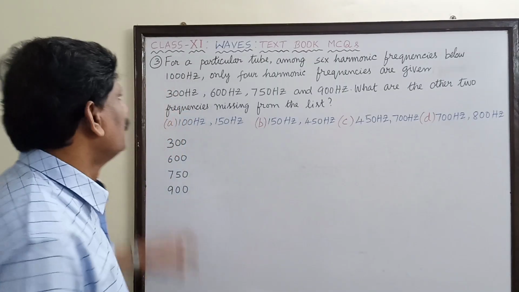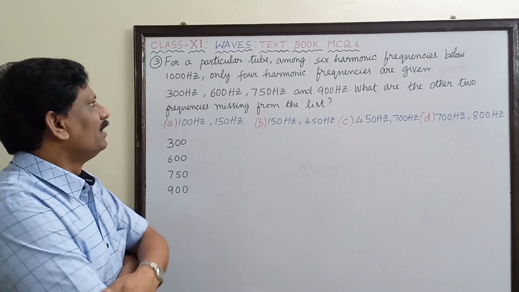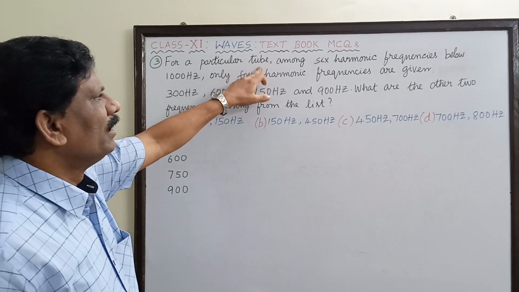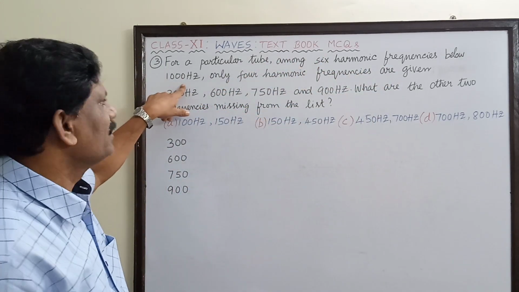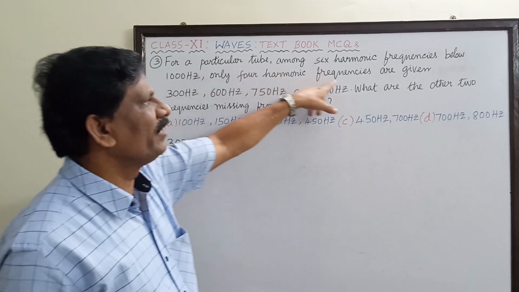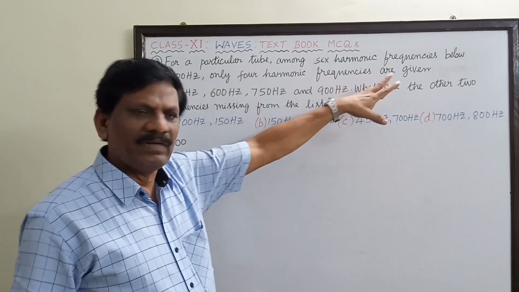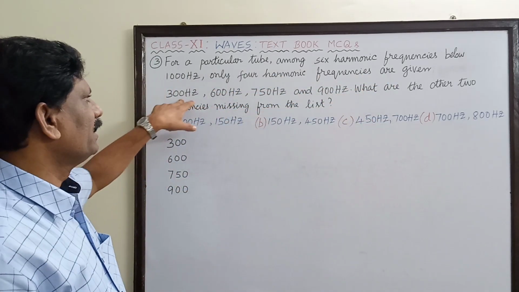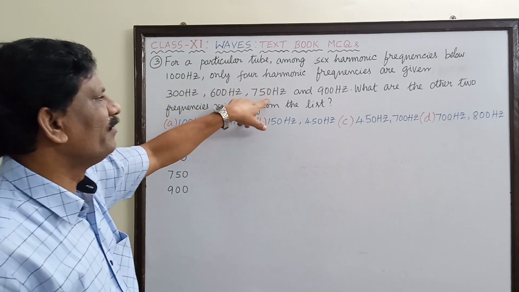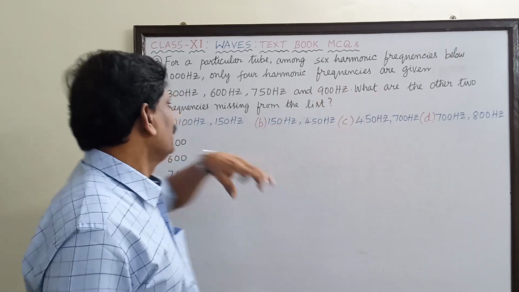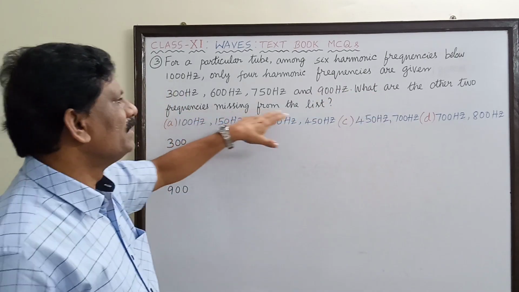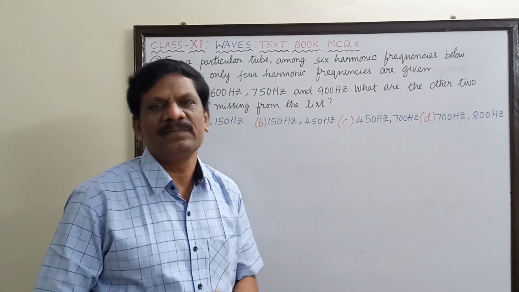Hi students, MCQ number 3. For a particular tube, among 6 harmonic frequencies below 1000 Hz, only 4 harmonic frequencies are given. They are 300 Hz, 600 Hz, 750 Hz and 900 Hz. What are the other 2 frequencies missing from the list?